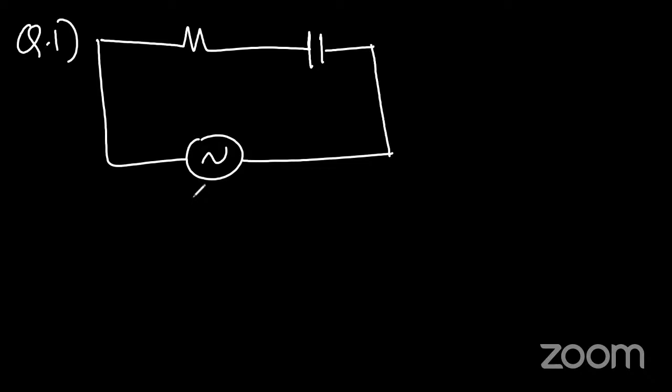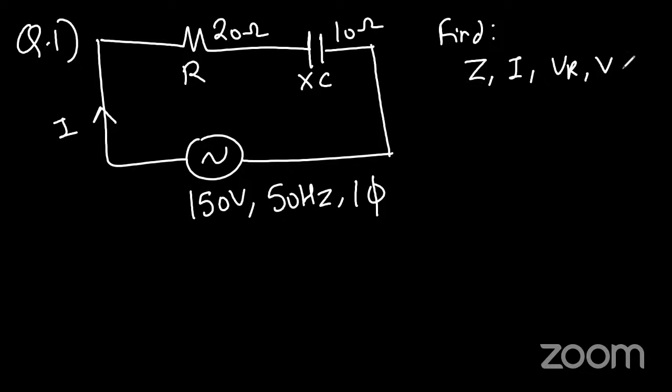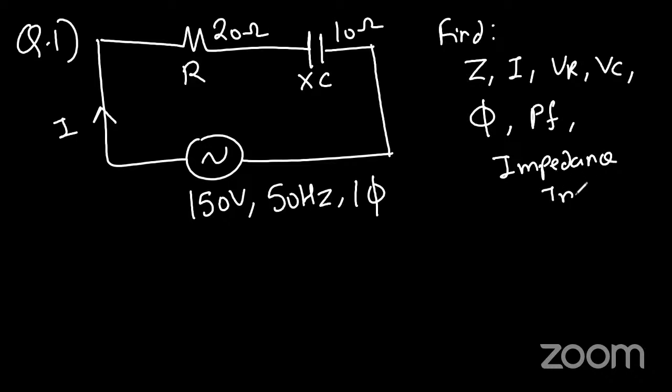This is 150 volt, 50 hertz, and single phase. When we start three phase, you will understand what single phase means. This is 20 ohm, this is 10 ohm. So this is R, and this is X_C, and this is the current. What do we need to find out? Find Z, I, V_R, V_C, phase angle, power factor, and the impedance triangle. I have to find out all these parameters.